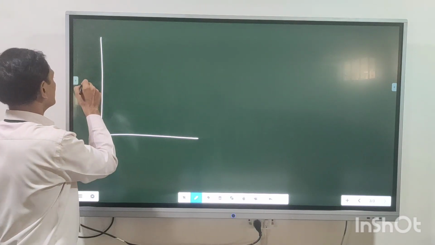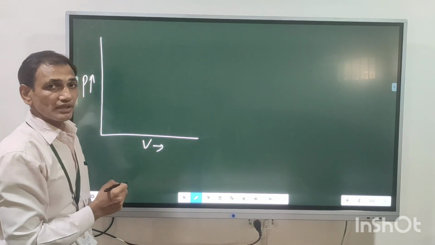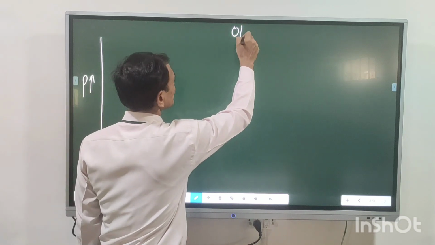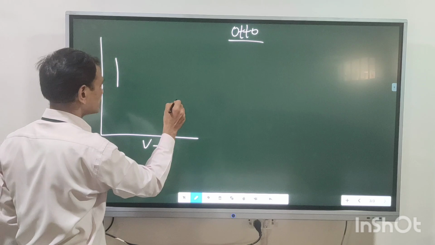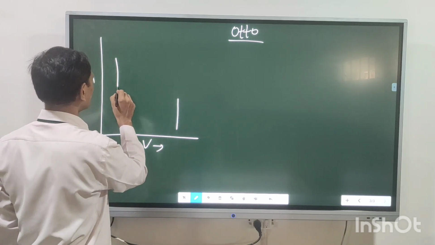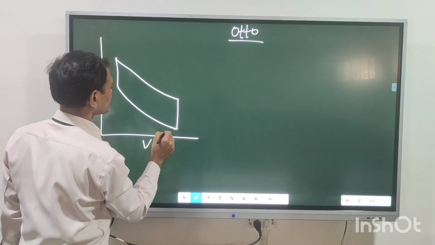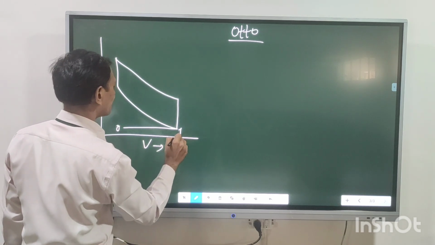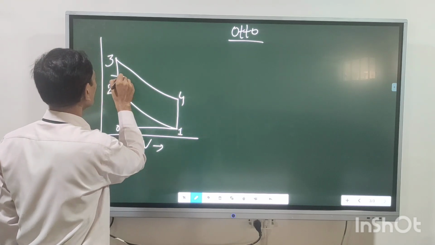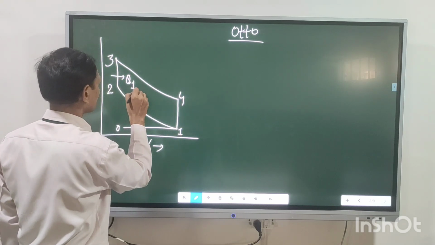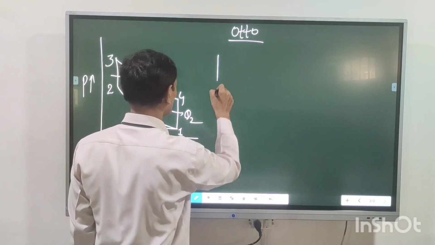Now here is the diagram drawn between pressure and volume. The Otto cycle is the constant volume cycle, so volume is constant here and here. Joining the lines, we have points 0, 1, 2, 3 and 4. Here heat is supplied and here it is rejected. And now this is the PV diagram.